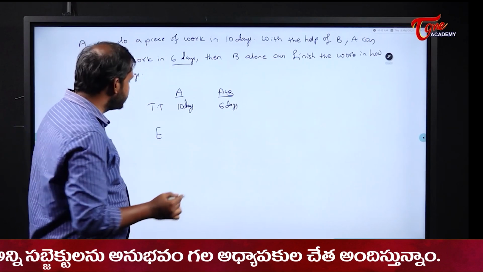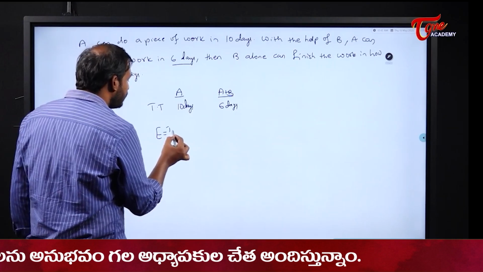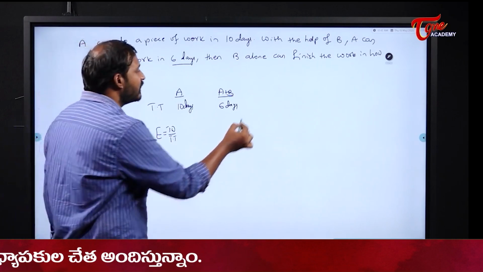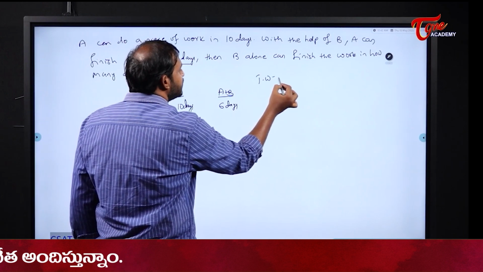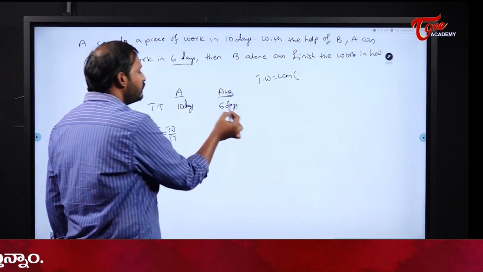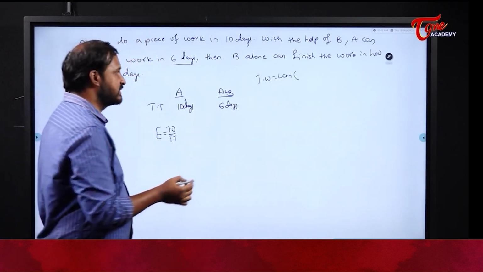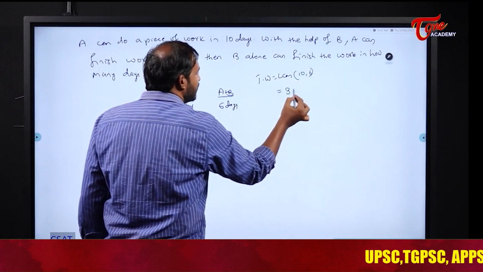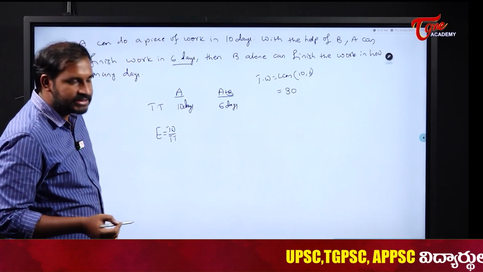So before writing efficiency, efficiency is what? Total work by time taken. So we need to find the total work. So total work means what? Total work is nothing but the LCM of given times. What are the two times given for us? 10 and 6. So 10 comma 6. What is the LCM of 10 and 6 students? It is nothing but 30. LCM of 10 and 6 is 30.